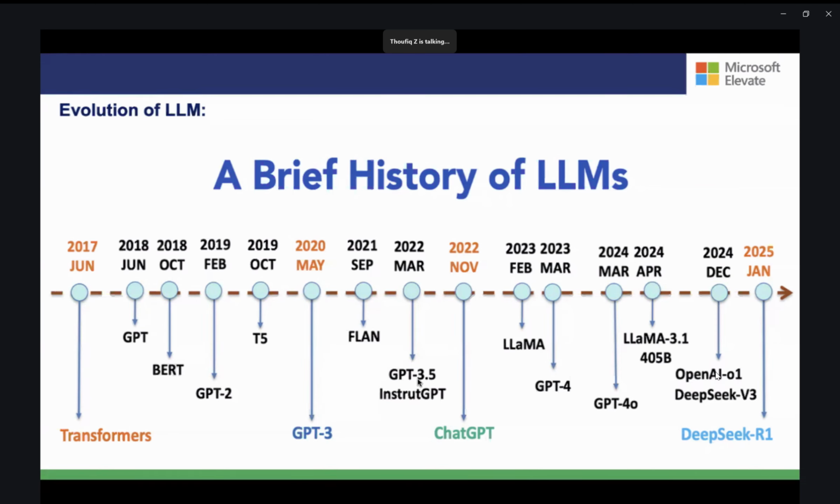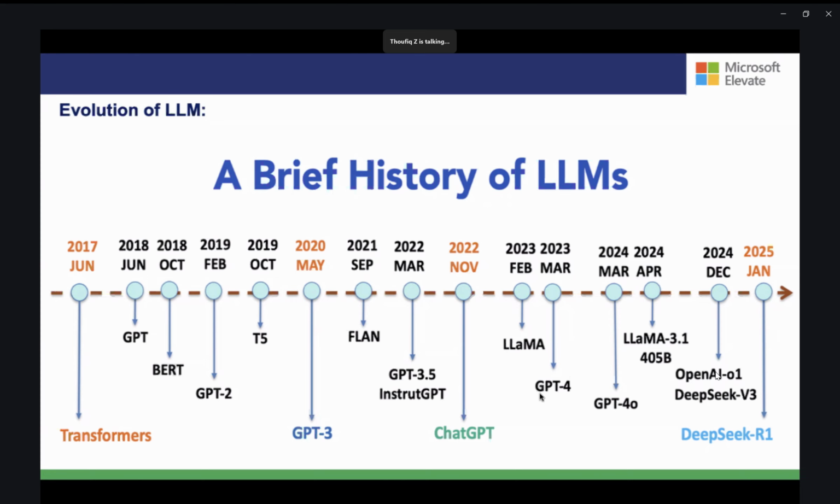Then in March 2022, InstructGPT came, that is GPT-3.5. Then in November 2022, we got ChatGPT. Then in 2023, there was the Llama model. Who gave this Llama model? Meta, right? In WhatsApp we are using Meta AI, and Meta AI is using one of the language models called Llama.